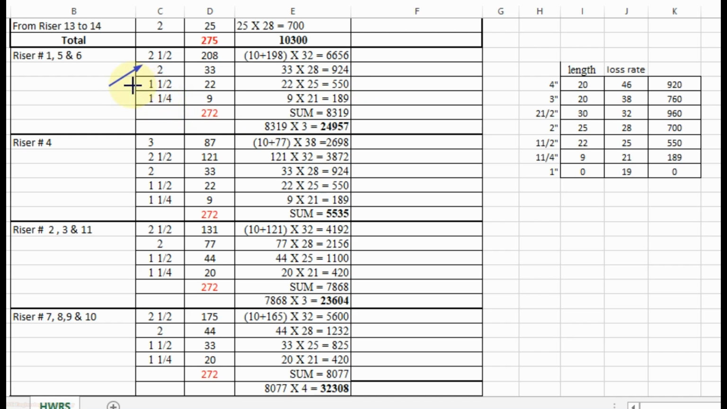Similarly, for 2 inch pipe size the heat loss is 924, for 1.5 inch 550, and for 1.25 inch 189. Then the total heat loss in each of these risers is 8,319 BTU per hour. In the same way we have calculated the heat loss in each riser in BTU per hour.